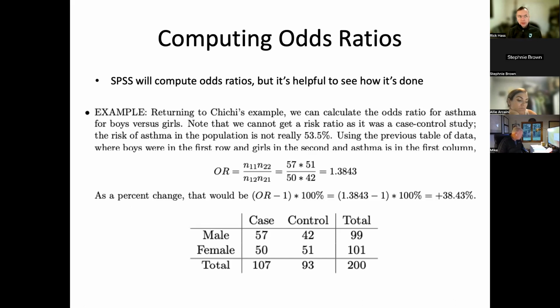Now, if we go back to statistical independence, we're sort of at the point where if these two things were statistically independent, then their odds should be equal. And so we should get an odds ratio of 1.0. So we're going to compute the odds ratio and see if it is 1.0. You can see right here that it's not. So how do we compute this?